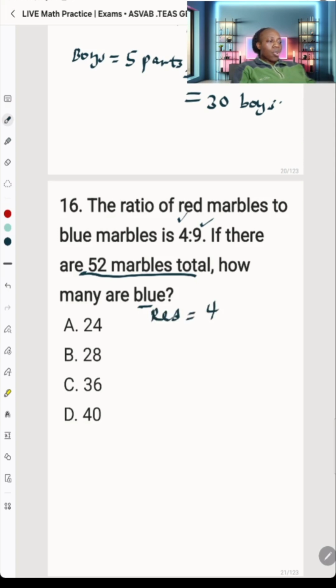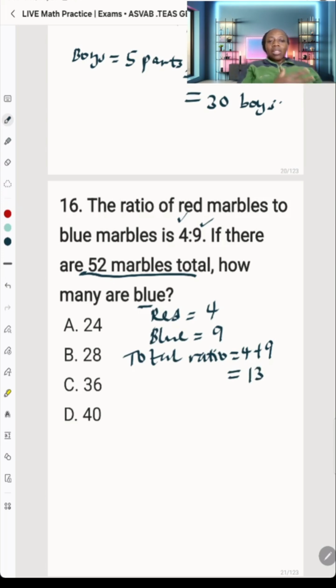So let's do red, 4, blue, 9. Total ratio is what? Total ratio is 4 plus 9. That is 13. So you can do it. To me, I will just do parts. That means we are having 13 parts, right?